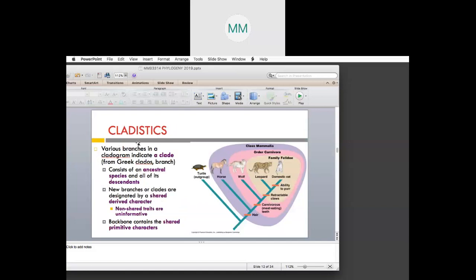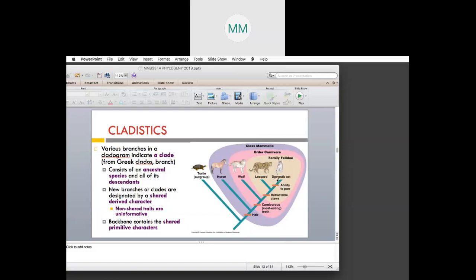Okay, coming to cladistics. Various branches in a cladogram indicate a clade, from the Greek word clados, which means branch. So this is a branch, this is a clade, and this is a clade. So how many clades can we see here? This one cannot be its own clade, okay? So this is one clade, then this is a second clade, this is a third clade. And if you were to include the outgroup also, at this point this can also be considered a clade. So it consists of an ancestral species and all of its descendants. So that is what makes a clade.